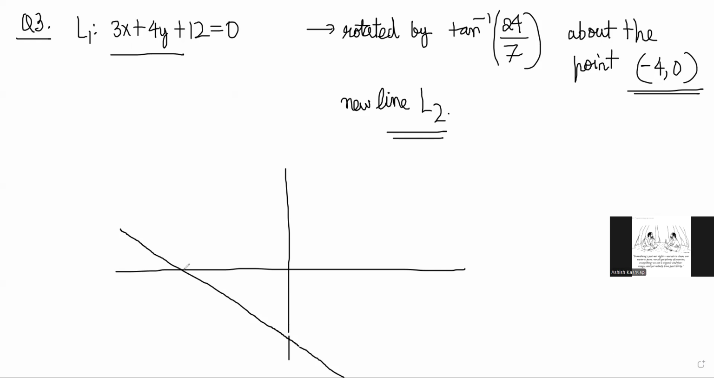And it passes through this point, and now you have to rotate the line by some angle in the anti-clockwise sense. Anti-clockwise sense means like this, right? Correct? So how do we understand its anti-clockwise rotation? You don't know the meaning of anti-clockwise or clockwise? No, sir. I know, but sir, like it says that rotated by tan inverse 24/7.